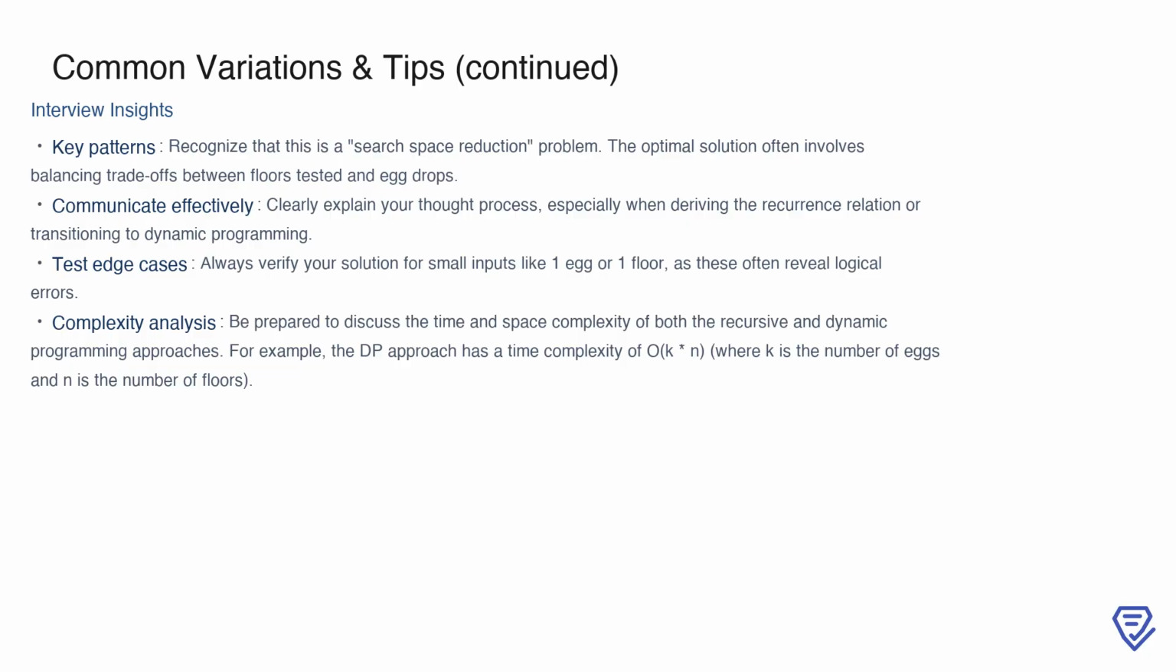Testing edge cases is another crucial step. For small inputs, like one egg or one floor, logical errors often become apparent. Lastly, be prepared to analyze both time and space complexity. For example, the dynamic programming approach typically has a time complexity of O(k*n), where k is the number of eggs and n is the number of floors. Demonstrating a solid understanding of these aspects will leave a strong impression.